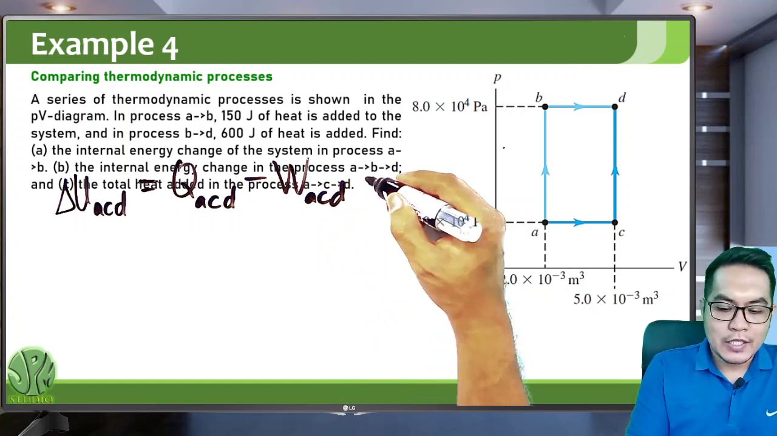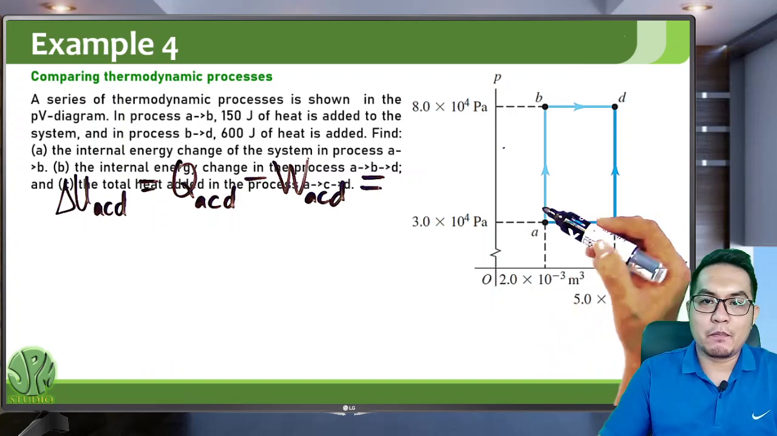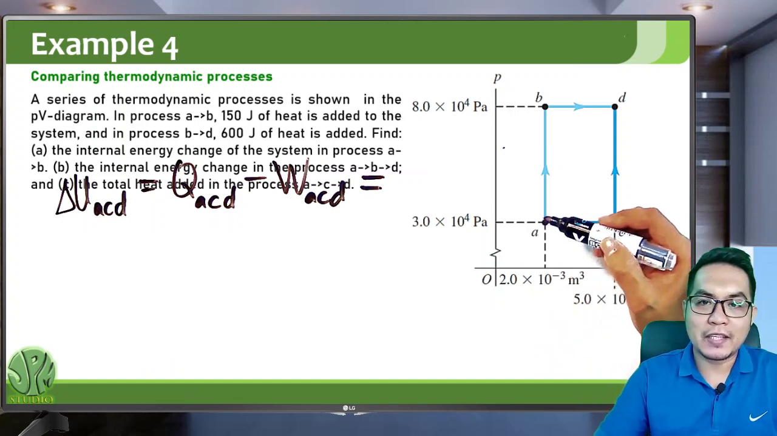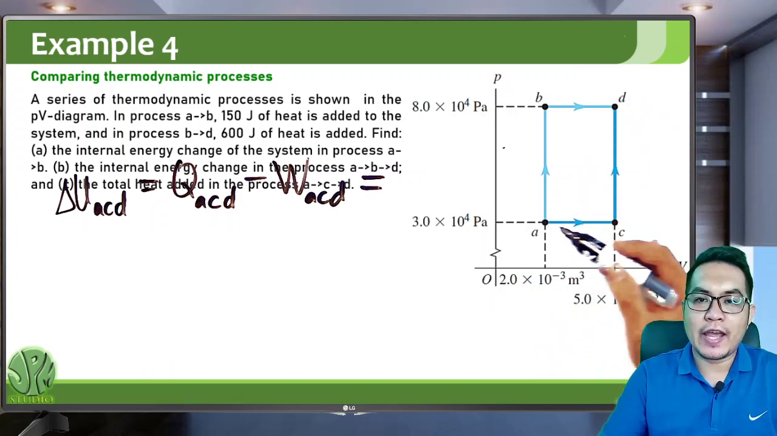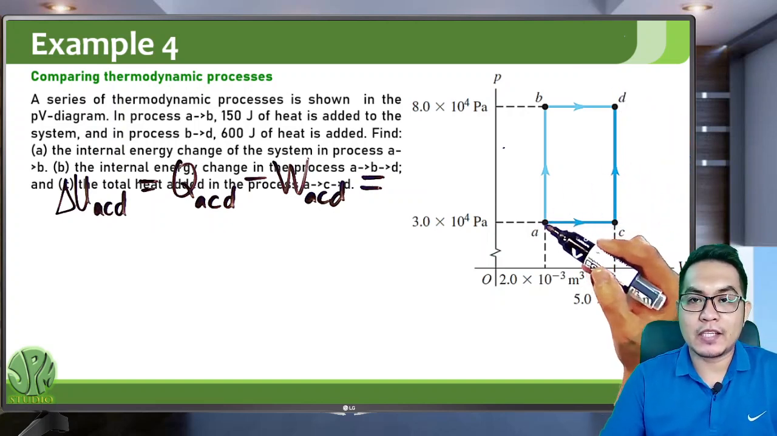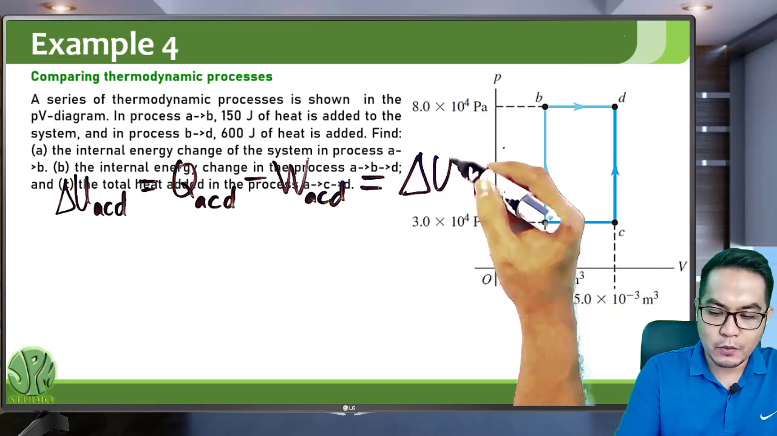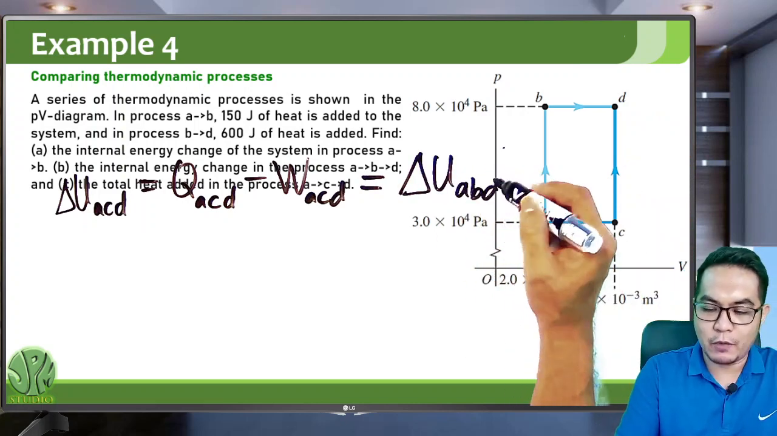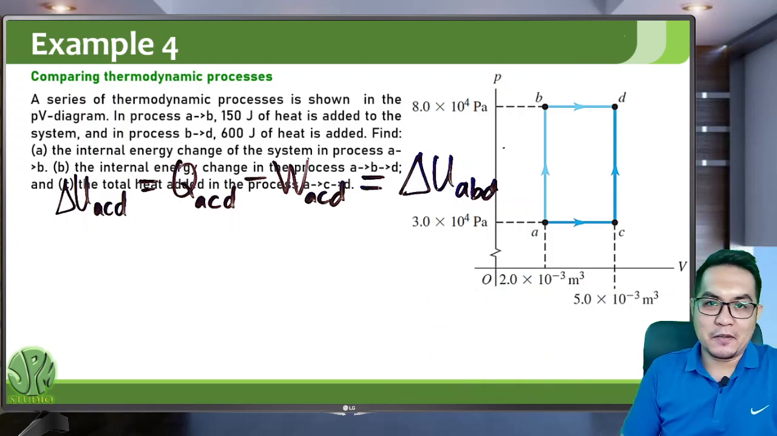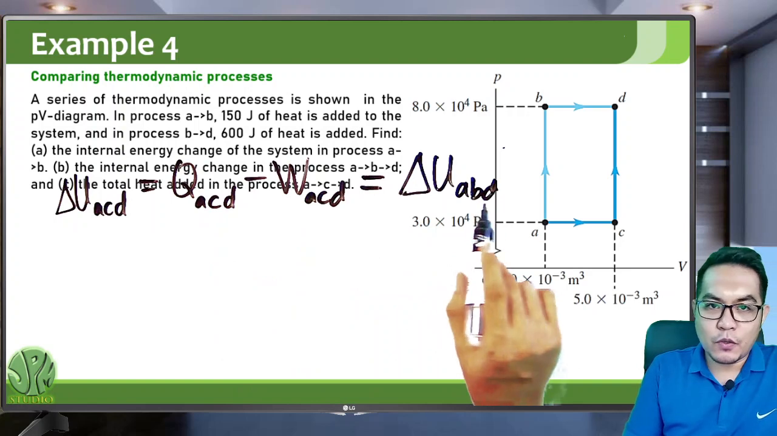Now, since the change in internal energy doesn't depend on the path, meaning no matter what path I take, A, B, D or A, C, D, the change in internal energy is the same as long as the initial and final states are the same. So this is also equal to delta U ABD, which we obtained in letter B. So this is the unknown. We already know this one.